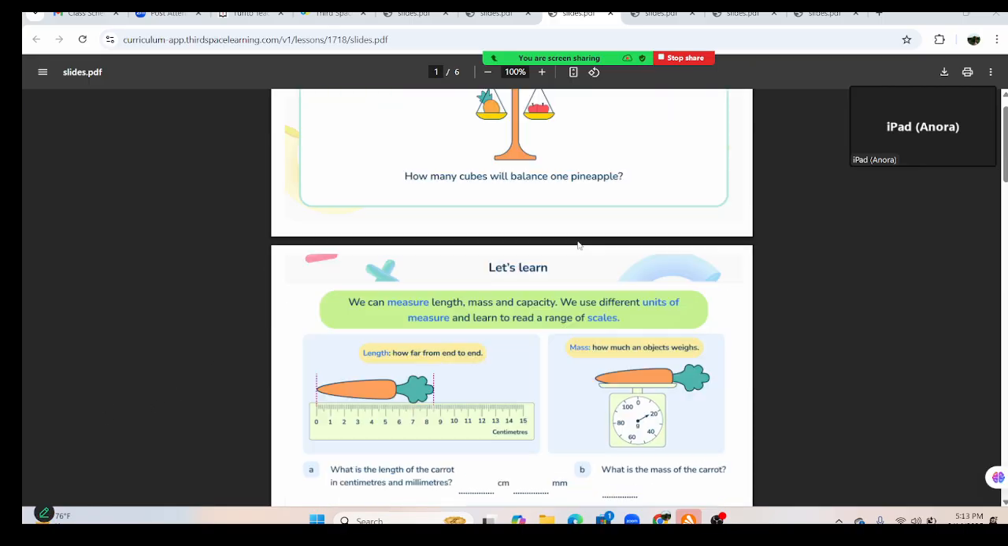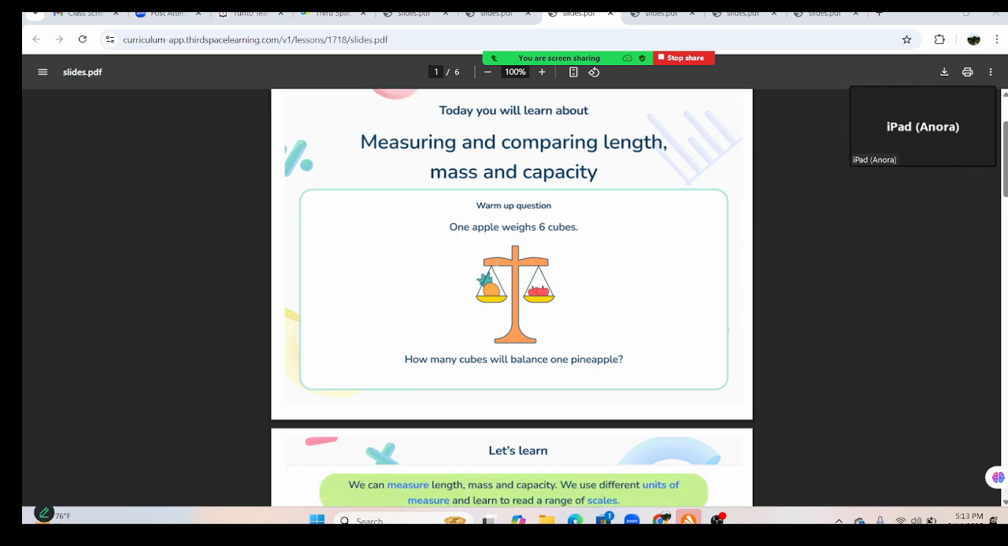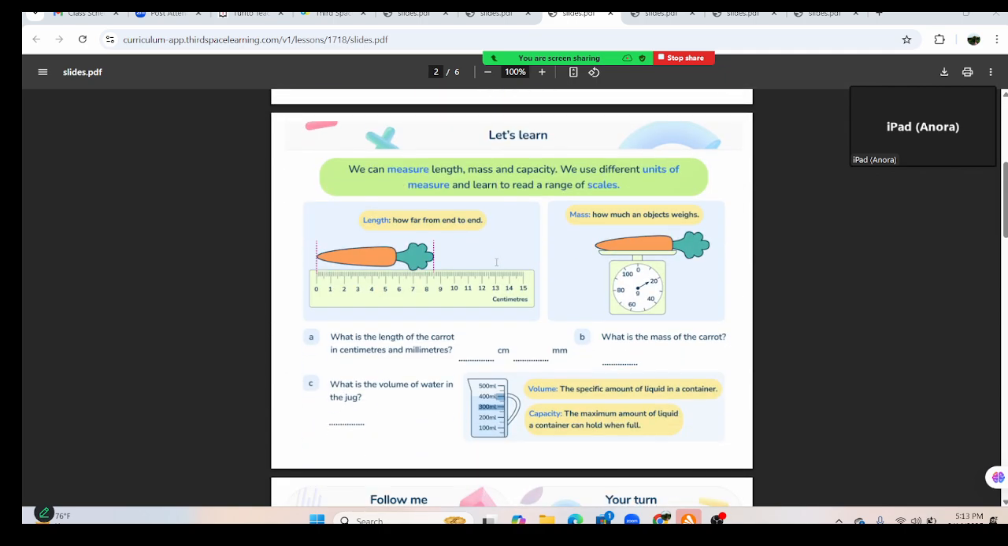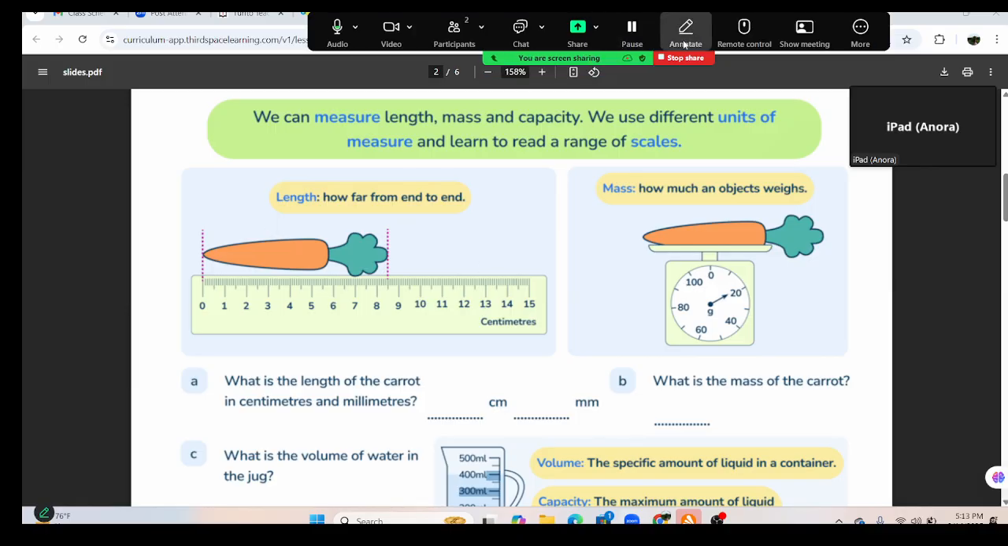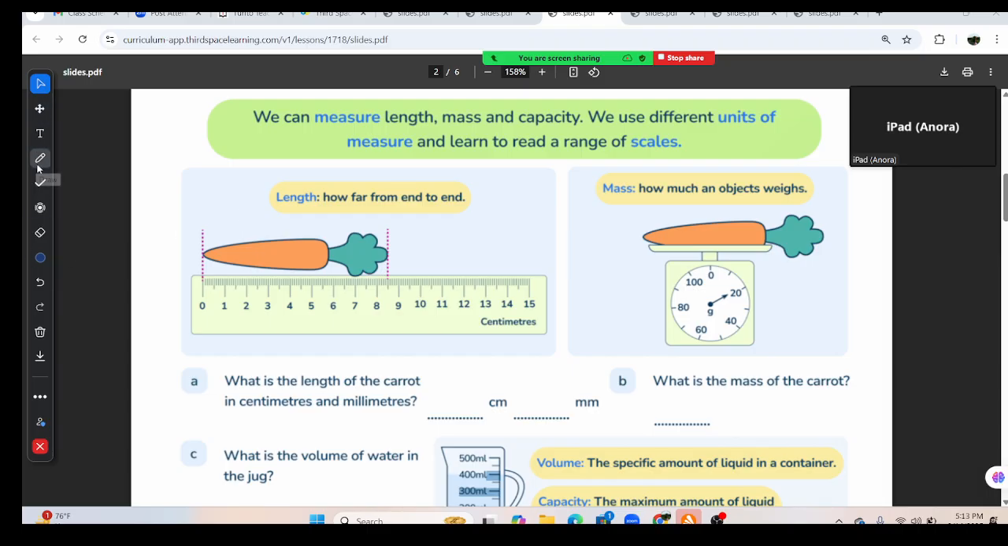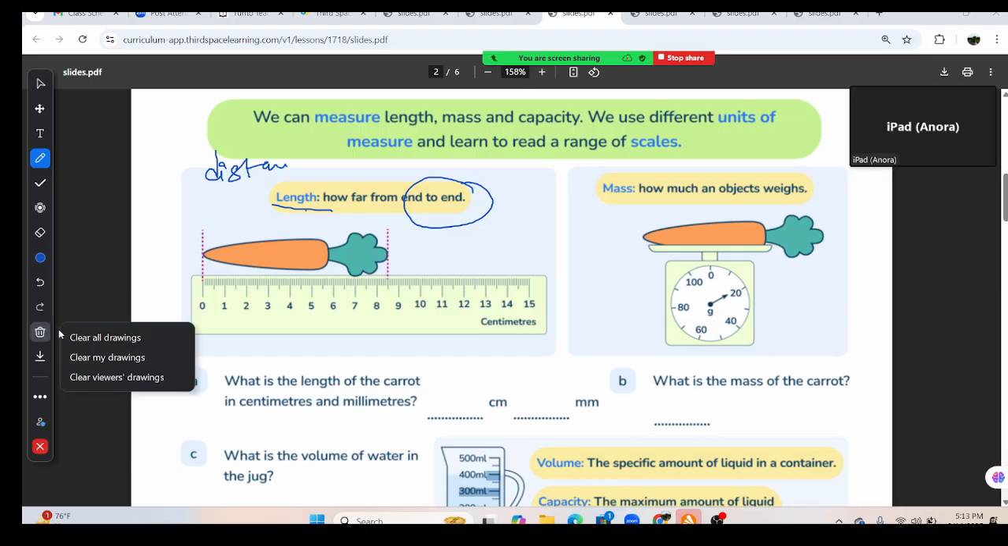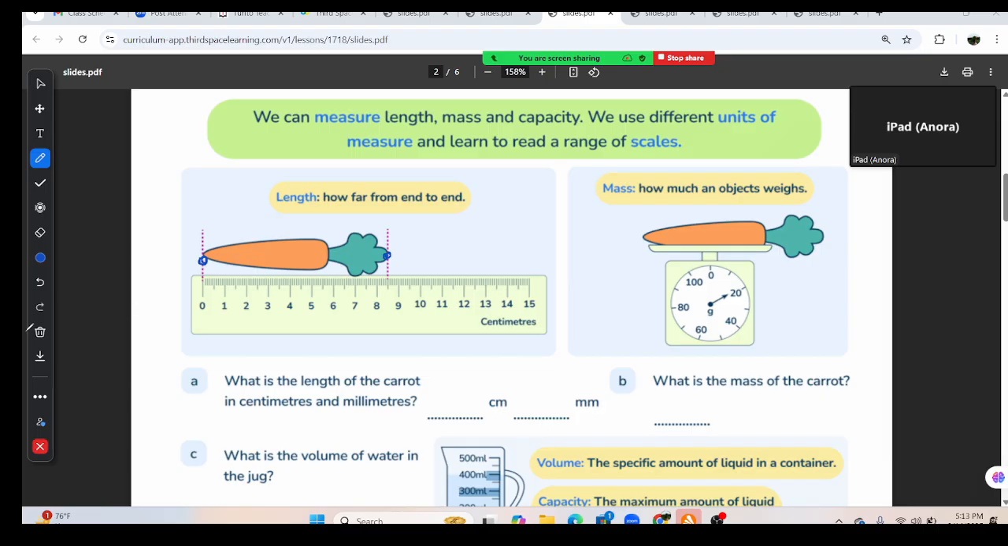Now let's see some more questions. What is length? Length is when we talk about how far something is from end to end, or the distance between 2 points, right? Like the distance between these 2 points is the length of this carrot. So what is the length of the carrot in centimeters?